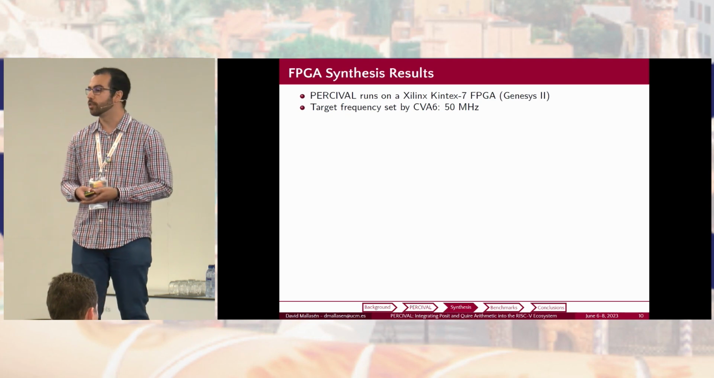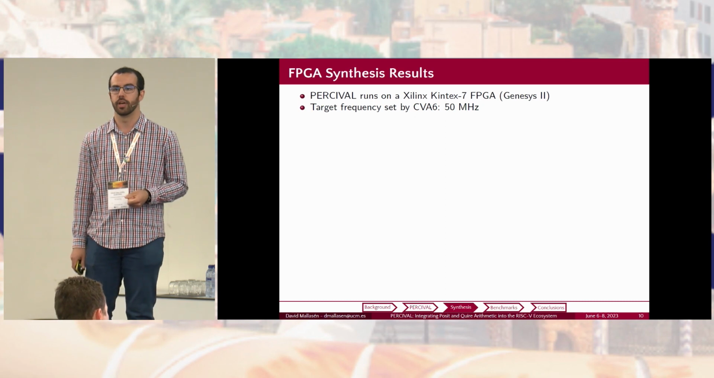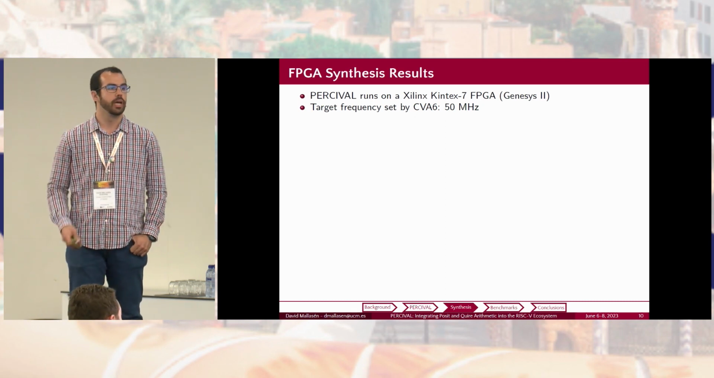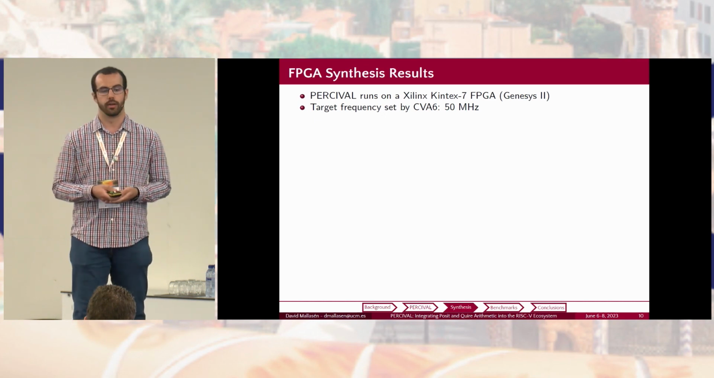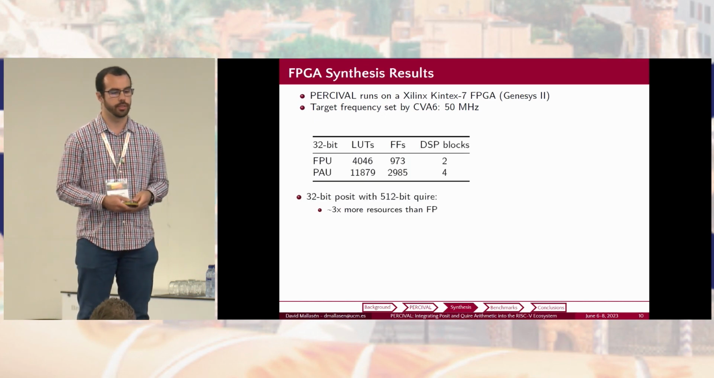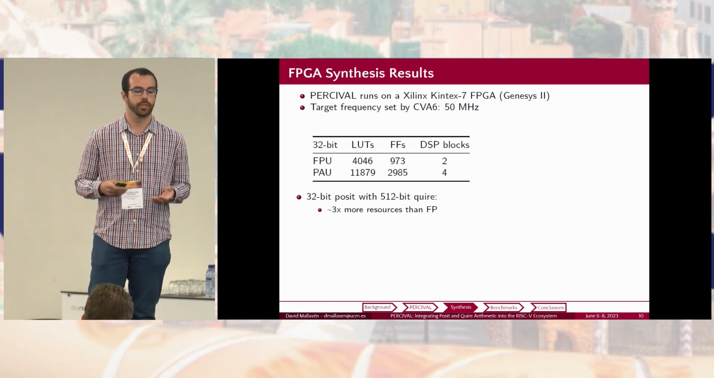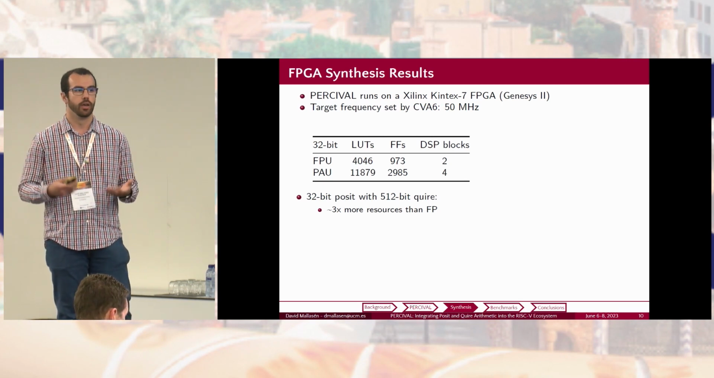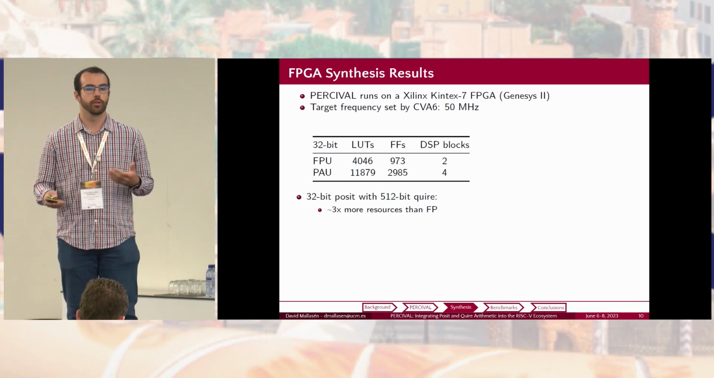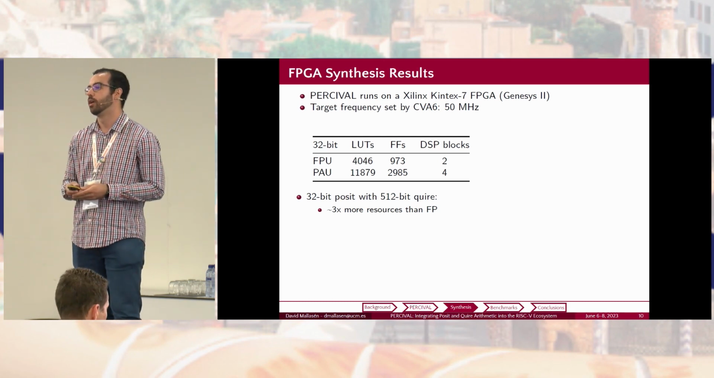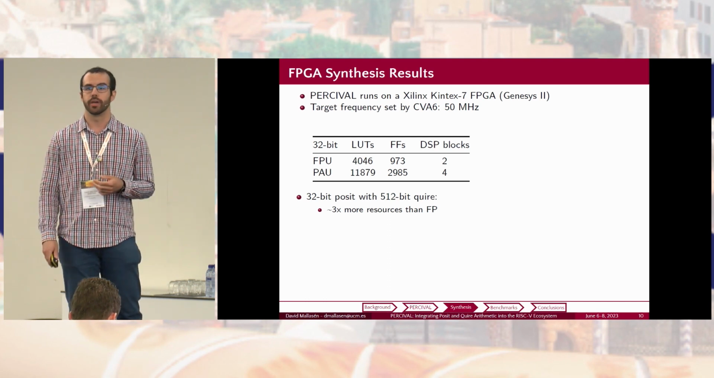So for FPGA synthesis results, just so we get an idea, PERCIVAL runs on the Xilinx Kintex 7 FPGA on a Genesis 2 board, and the target frequency was 50 megahertz, which is set by the underlying core, the CV6 in this case. So for results, if we compare the POSIT arithmetic unit with 32 bits and 512-bit Quire with the FPNU, we saw that we needed around 3 times more resources than the FPU. This is a huge overhead, and we wanted to analyze a bit why this was happening.